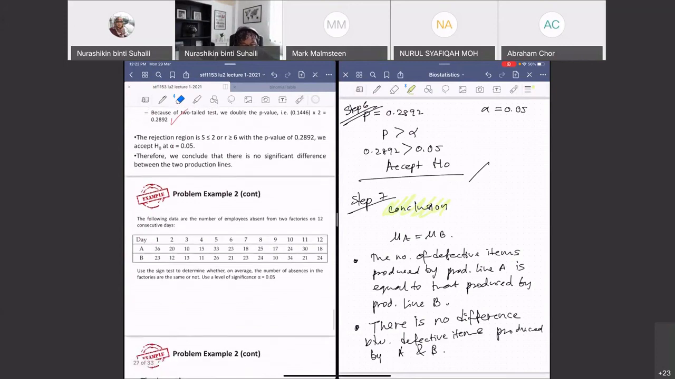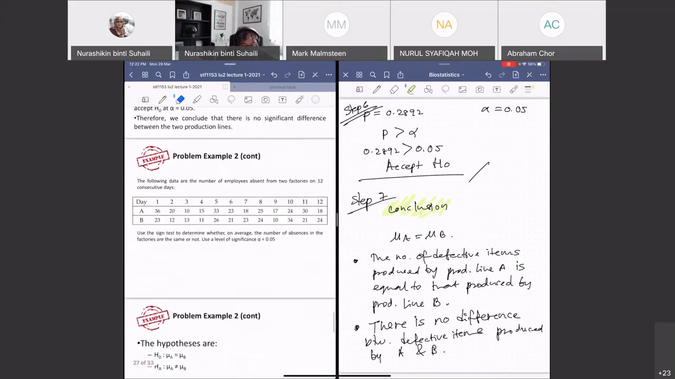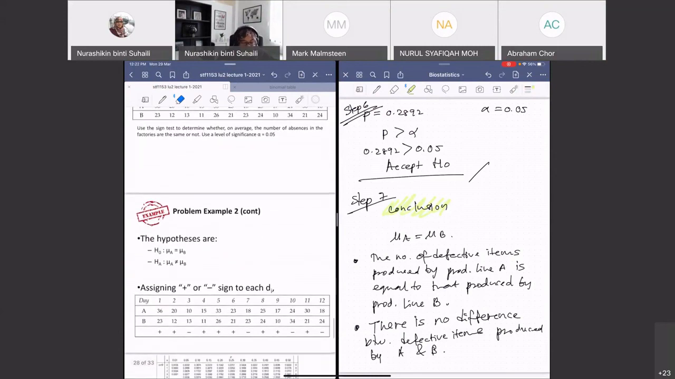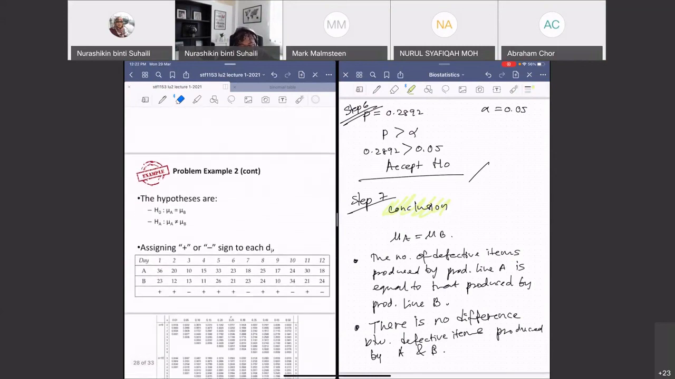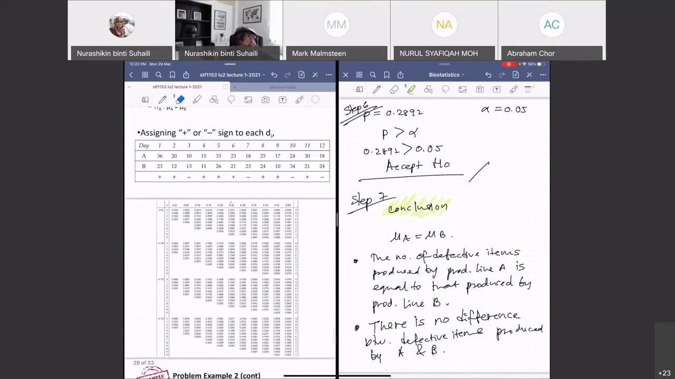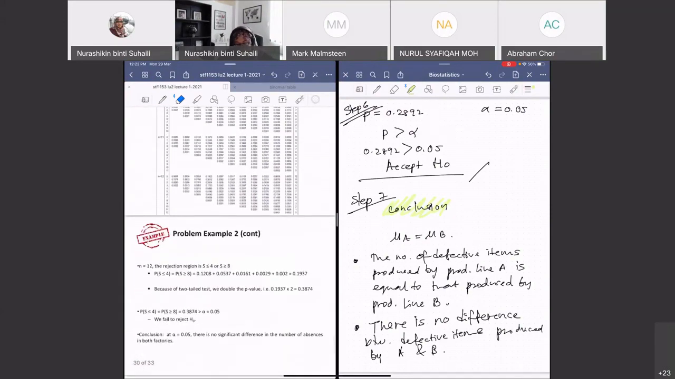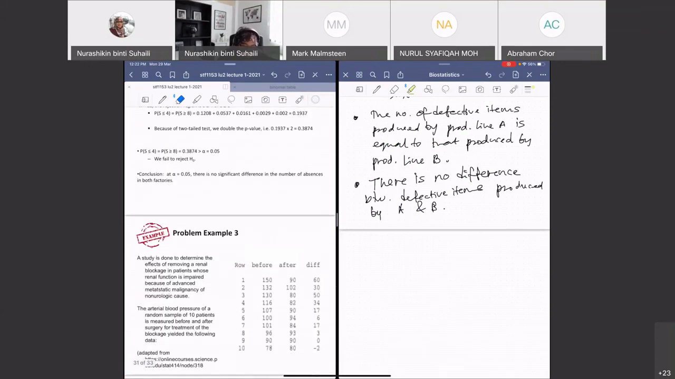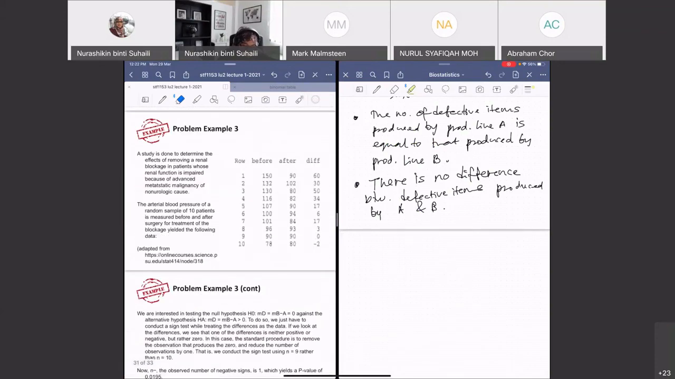Okay, problem example. And there's another example, but please go through it by yourself. It's actually the same thing, just different problems. The steps are all the same, so I hope that you can go through it by yourself. Problem example 3 as well.